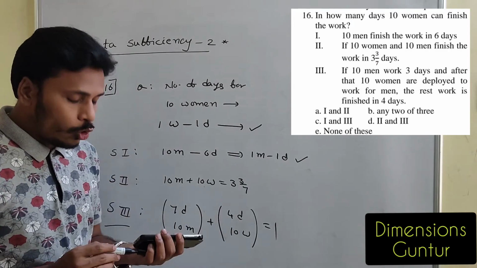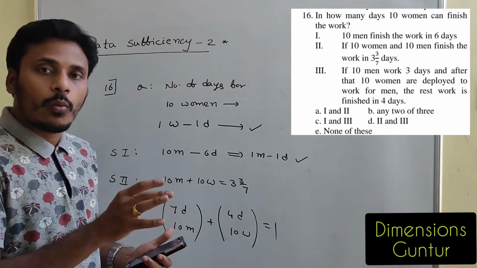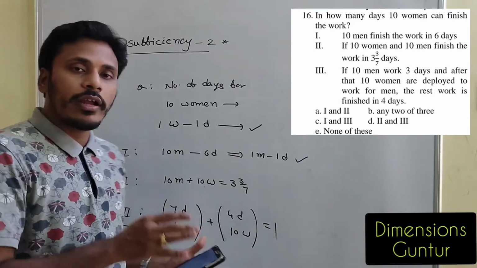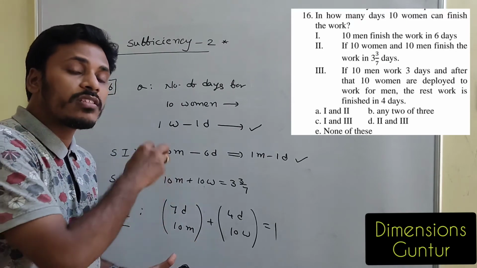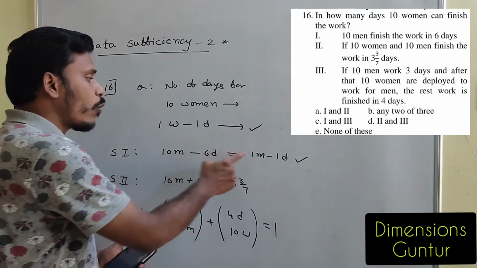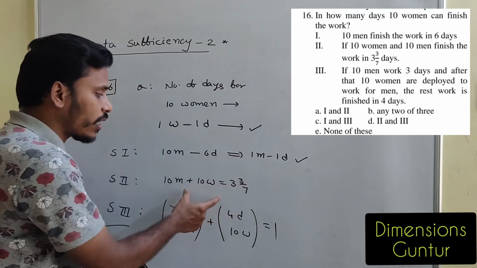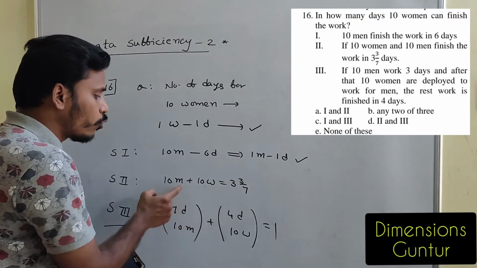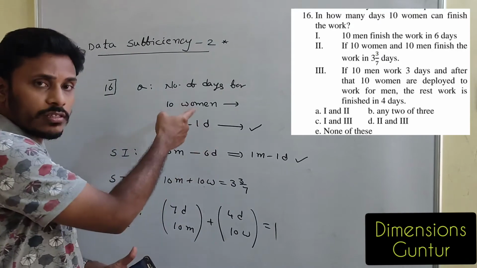See here, no need to calculate the values. No need to calculate 1 man 1 day work. No need to calculate 1 woman 1 day work. But we need to think which of these given statements are sufficient to answer the question. See, from the first statement, 1 man 1 day work is known. If you use this 1 man 1 day work in the second statement, from this relation, if you replace this M, you will get 1 woman 1 day work. And that's enough to answer the question.